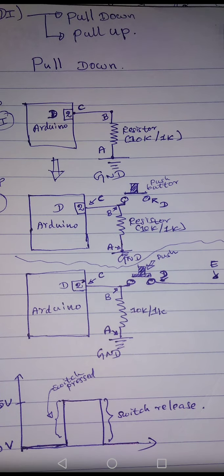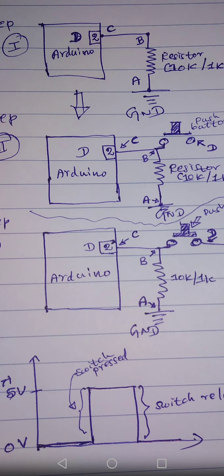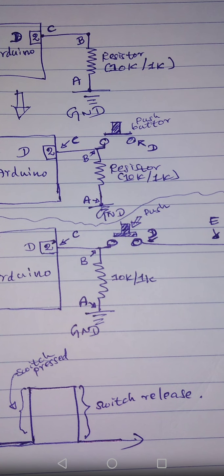So earlier the state of the pin is 0 or low or 0 voltage. When the switch is pressed, it will go to 5 voltage. So that difference we can understand. Then you keep the switch pressed. After some time you release the switch, and it will fall down to ground again.